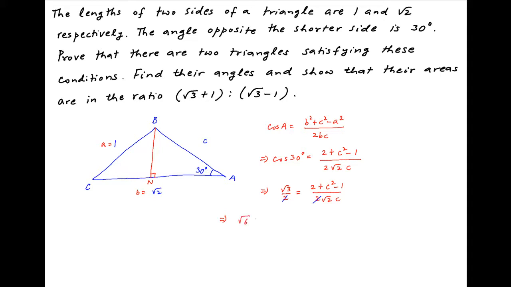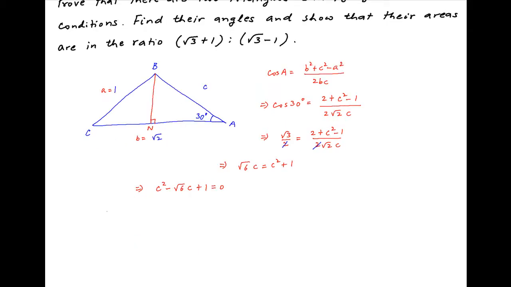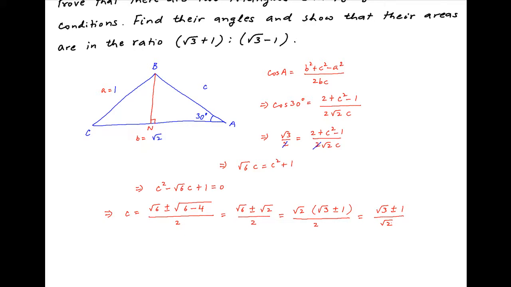Cross multiplying, this becomes root 6 times C is equal to C square plus 1. Moving all the terms to the left hand side, we have the quadratic in C: C square minus root 6 times C plus 1 is equal to 0. Solving for C, we get (root 6 plus minus square root of 6 minus 4) upon 2, which simplifies to (root 6 plus minus root 2) upon 2, which is equal to root 2 times (root 3 plus minus 1) upon 2. Therefore, C can hold two values which are equal to (root 3 plus minus 1) upon root 2.